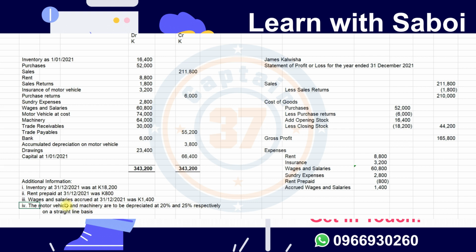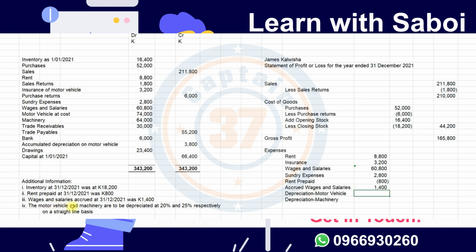Depreciation of what? Depreciation of motor vehicle. So write depreciation, motor vehicle, like that. There's also depreciation of machinery, like that. But what are the actual amounts?